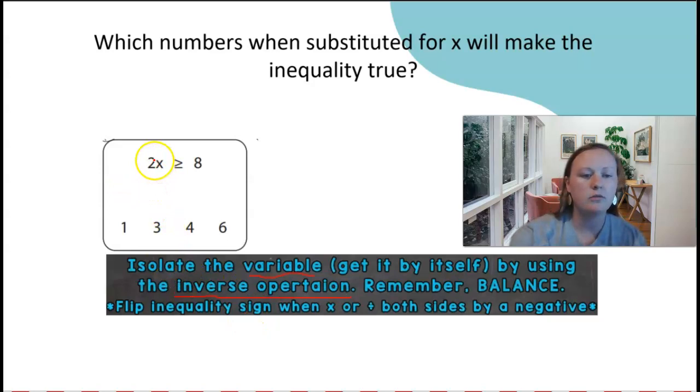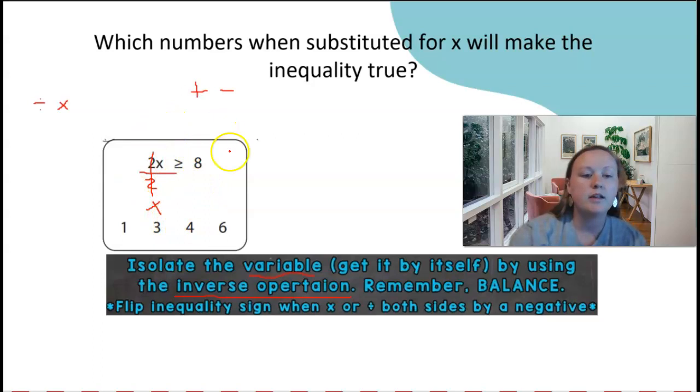So this says 2 times X is greater than or equal to 8. Okay, so what is the opposite of multiply? The opposite of multiply is divide. Okay, so divide and multiply are opposites, and adding and subtracting are opposites. So what we're going to do is the opposite, which is divide. Whenever we do the opposite, we cross it out, and now we have X by itself.